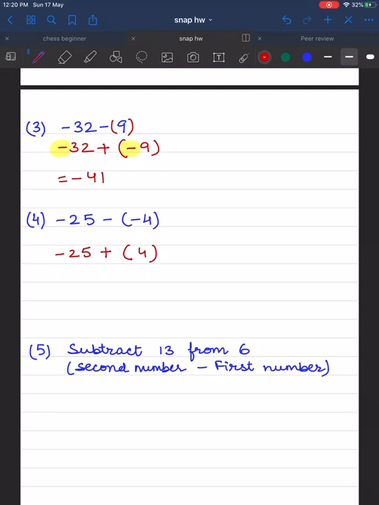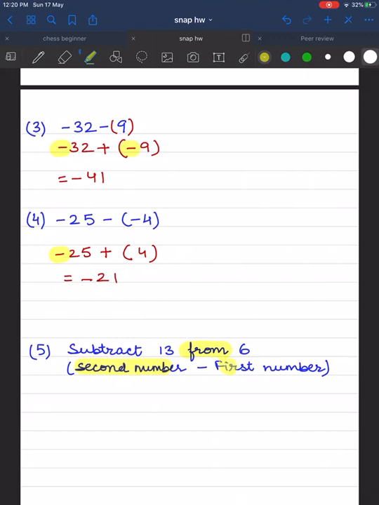Now minus 25 minus minus 4. Here again I change the subtraction sign to an addition sign and I take the opposite of minus 4, which is plus 4. Now the two integers have opposite signs, so I find the difference of their absolute values. So 25 minus 4 is equal to 21. Now the greater absolute value has a minus sign with it, so I write a minus sign in the answer, so I get minus 21. Now let's move to the next question.